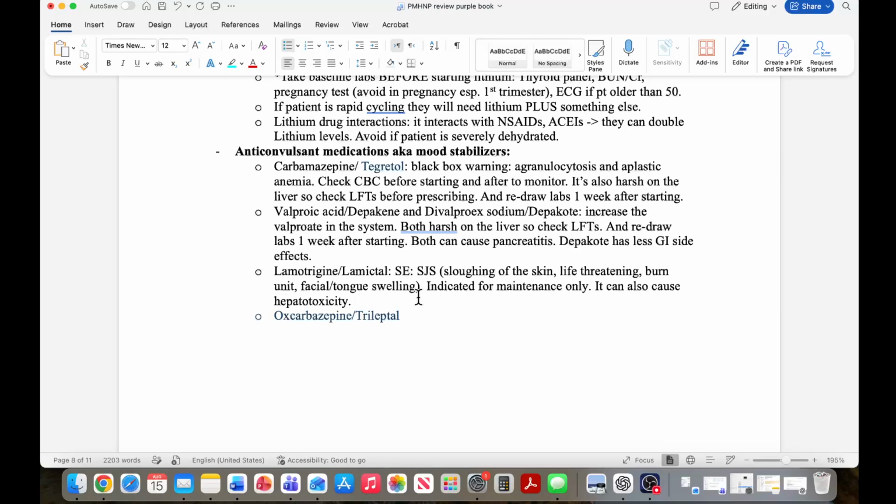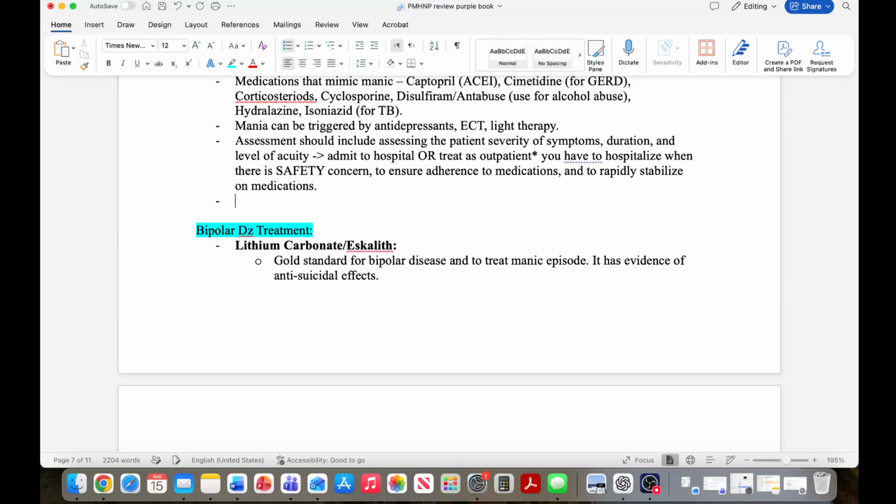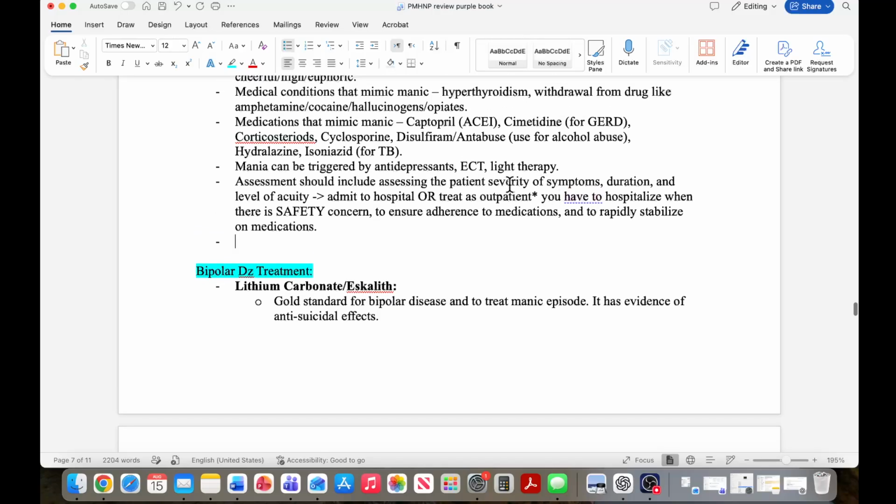Now, other things to consider for bipolar patients. This is the medications, okay. Other things to consider here. You assess their safety. You assess how severe the symptoms are, what's the duration, what's the level of acuity, and then you think, am I admitting them or not?